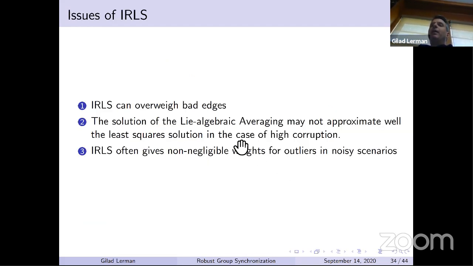Another thing, I'm using this Lie algebraic averaging, but it may not be a great approximation when I have high corruption, it's just an approximation for the underlying problem. And also, it's possible that in the case of very high noise, I will get non-negligible weights for outliers. Ideally, for outliers, I want zero or close to zero weight. But when I have a lot of noise, I may have higher values of weights for all the points. So let's focus on this main problem, that IRLS can overweigh bad edges, that the residuals can be small.